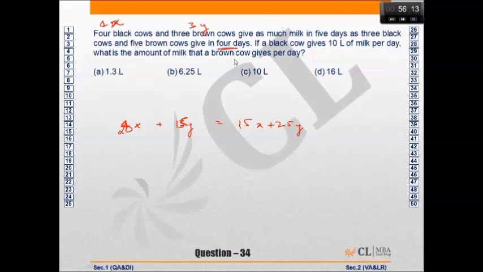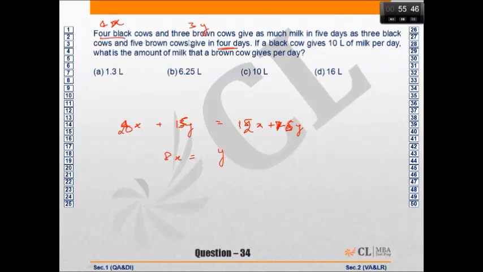4 days. So 4 3s are 12, 12X, and 4 days, 16Y. So that means 8X is equal to Y. I hope I've got this right.